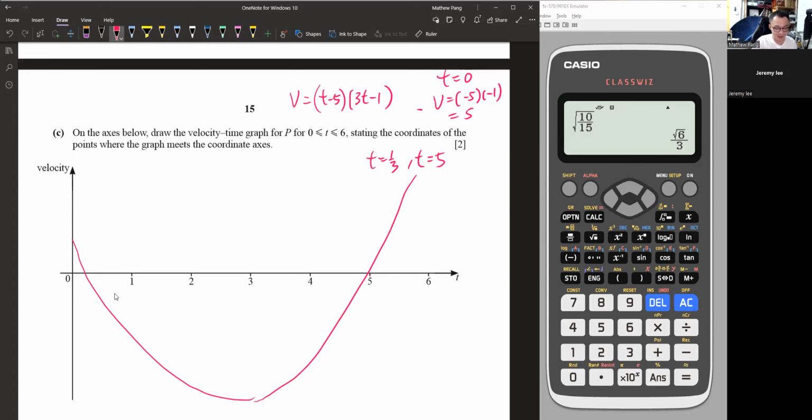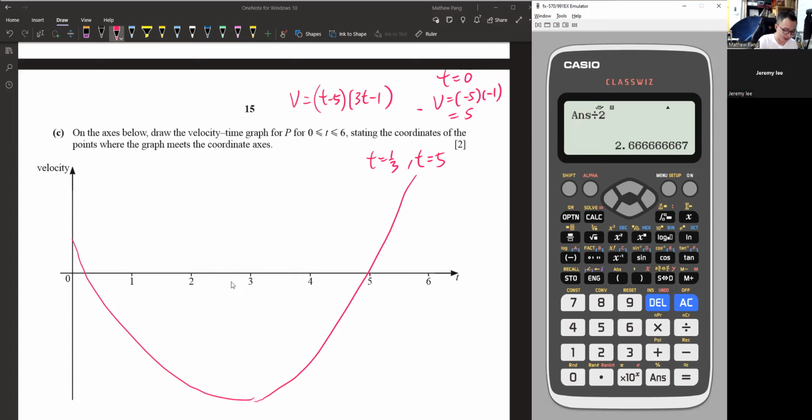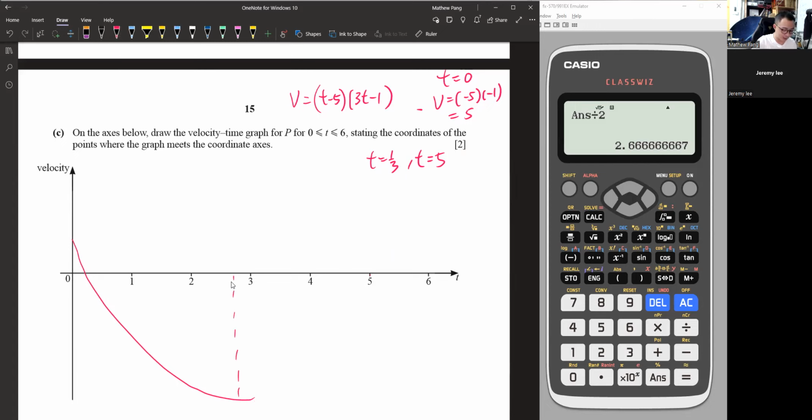It's not really 3, because if you do 5 plus 1 over 3 divided by 2, you can know where is your center point. Your center point is about 2.6 something, so you should center somewhere here. I might draw again. This one must pass by 1 over 3, the minimum point will be here, and then here it will pass by 5. So you should have some nice V like this.